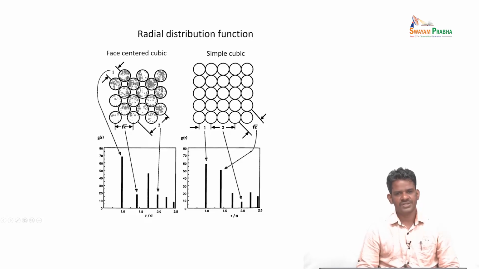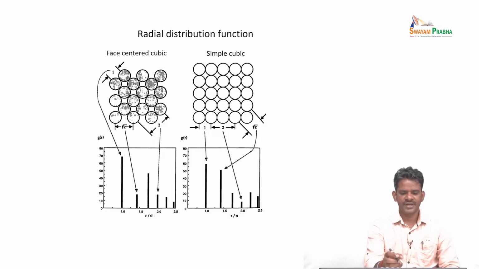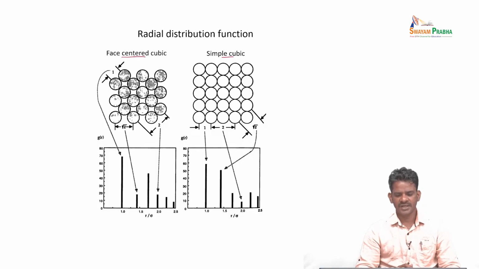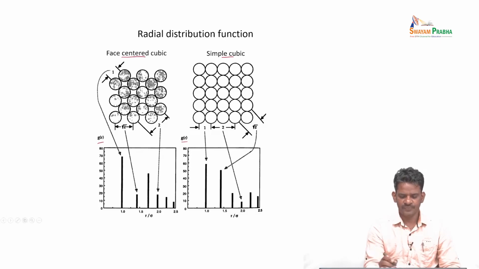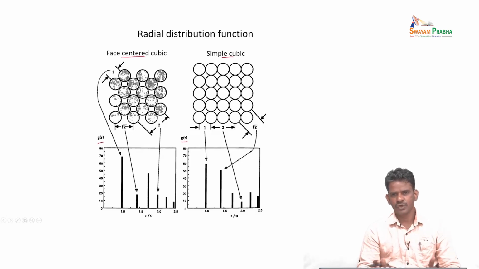Now, if you come to crystals, you will see that g of r has a unique signature depending upon the crystal lattice. For example, if I take one layer of FCC on the left and a simple cubic on the right, you can see the atomic arrangements are a little different between the two, and this reflects in the g of r values also. Both are cubic systems, one a simple cubic and the other a face-centered cubic, but you see the relative peaks at designated positions are quite different.